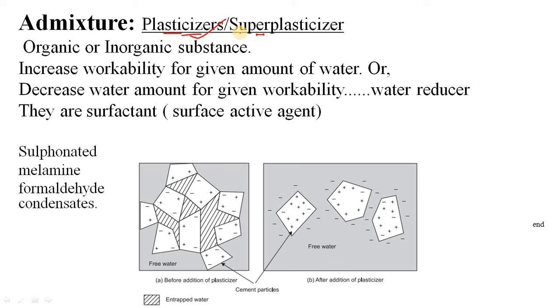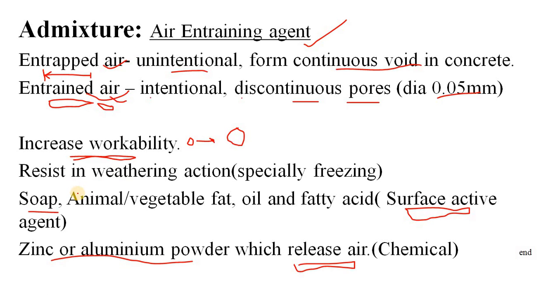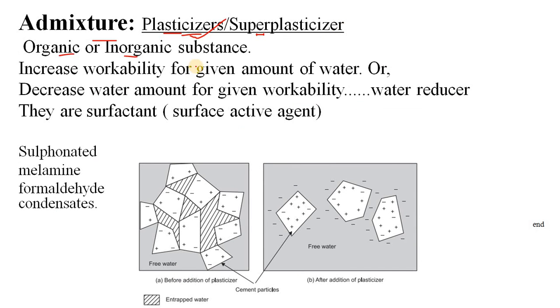Similar to the accelerator, retarder and air entraining agent, this is also one type of admixture, either organic or inorganic. Why am I saying this? In case of air entraining also, you have seen that animal, vegetable fat, oil, these are organic, but zinc or aluminum powder, these are inorganic. Similarly, plasticizer or super plasticizer is also available in both forms of organic and inorganic substance.